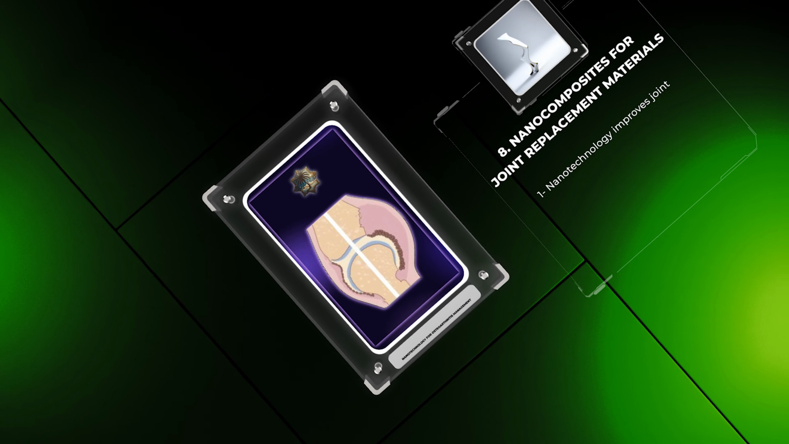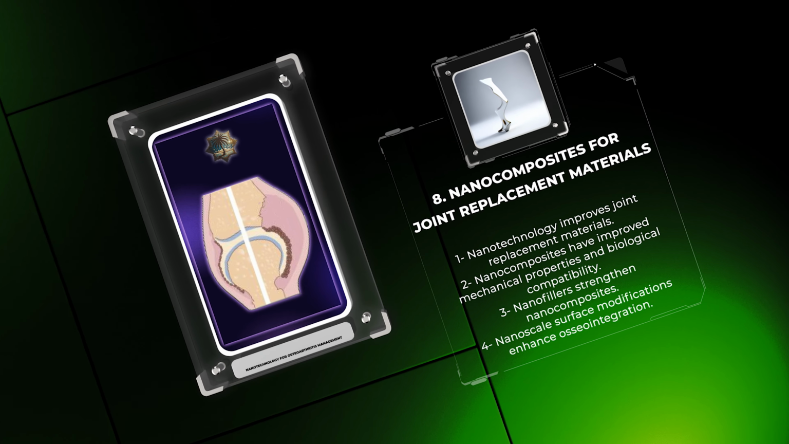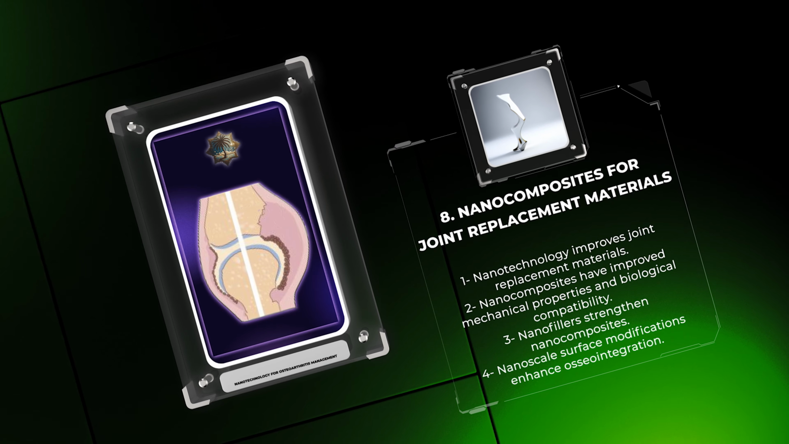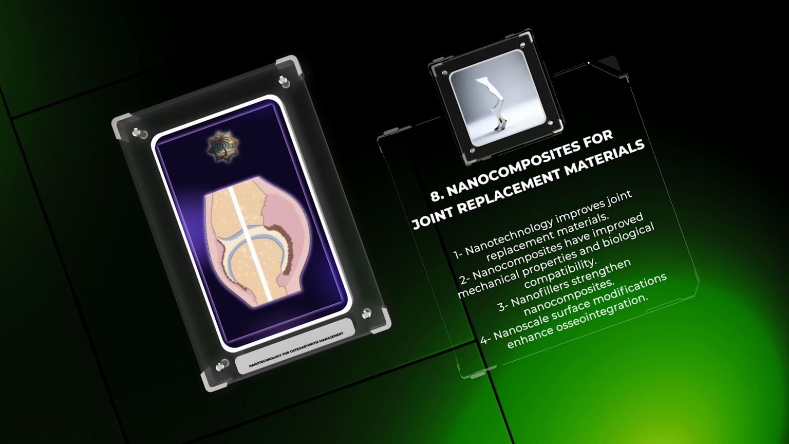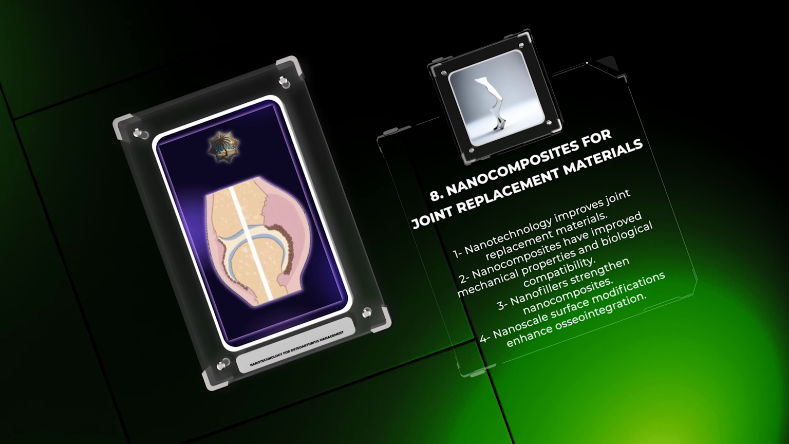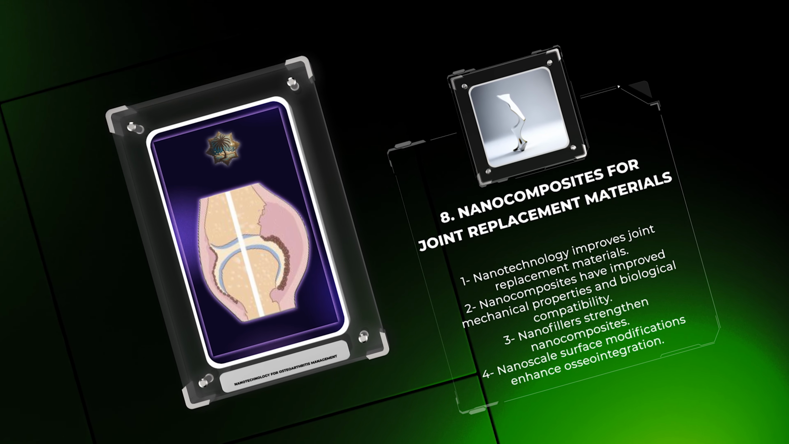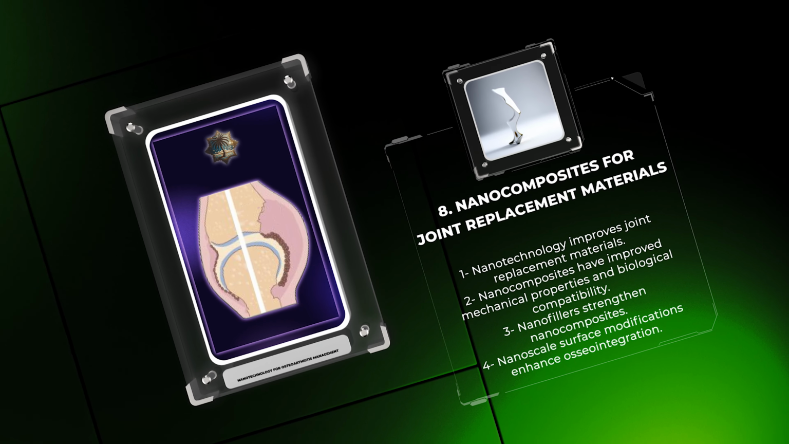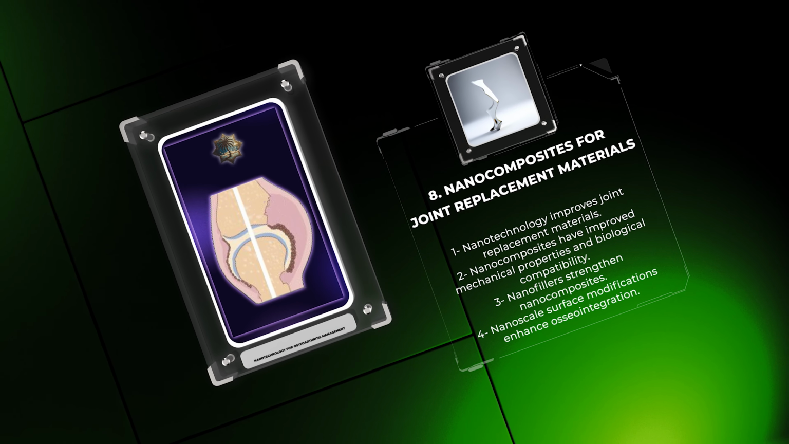Joint replacement surgery is often the last resort for severe osteoarthritis cases. Nanotechnology has paved the way for the development of advanced nanocomposites with improved mechanical properties and enhanced biological compatibility for joint replacement materials. The incorporation of nanofillers, such as carbon nanotubes or graphene, into polymer matrices has significantly strengthened the resulting nanocomposites. These nanocomposites can mimic the structural properties of natural tissues, reducing wear, enhancing load-bearing capacities, and promoting long-term implant success. Moreover, nanoscale surface modifications of joint prostheses have shown potential in improving osseointegration, minimizing implant-related complications, and facilitating faster recovery.